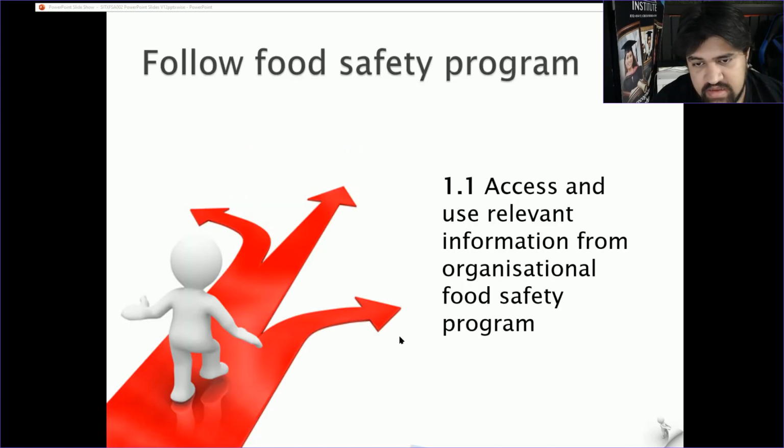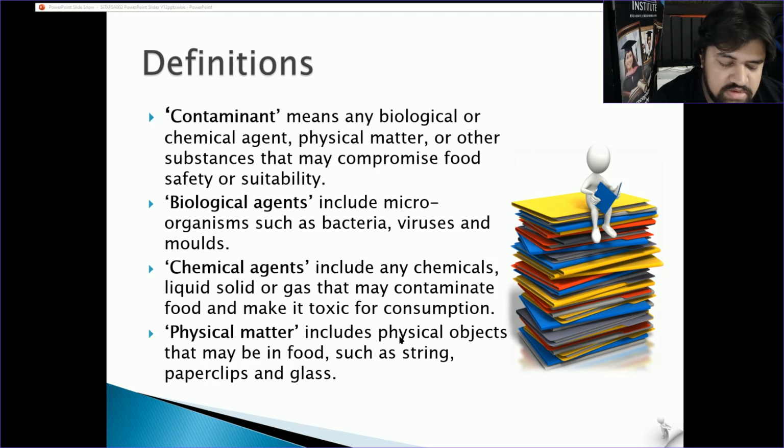Alright, so let's begin. Follow food safety program 1.1: Access and use relevant information from the organizational food safety program. Essentially you want to think about whatever organization you're going into, whether it be a small restaurant, cafe, food hall, cafeteria, or function venue. If it's a council or government approved food production facility, then you're expecting it to have a food safety program. Some of these terms you may never have heard before, some of you may have.